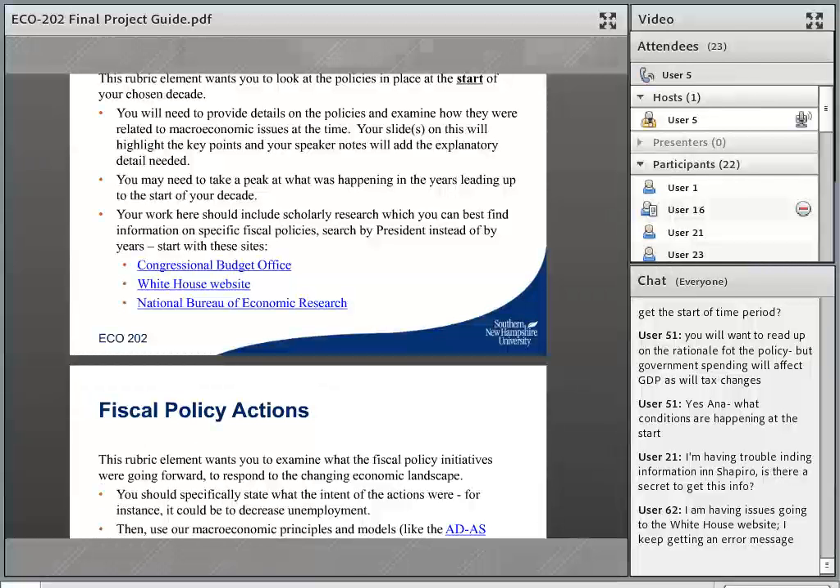Anna, I would say the one secret to getting the information is to search by president. So if we stick with the Reagan example, you could easily type in Reagan fiscal policy, Reagan taxation, Reagan government spending, something like that. That's usually the easiest way. If you try to type in a year, 1978 fiscal policy, you're probably not going to have as much luck.